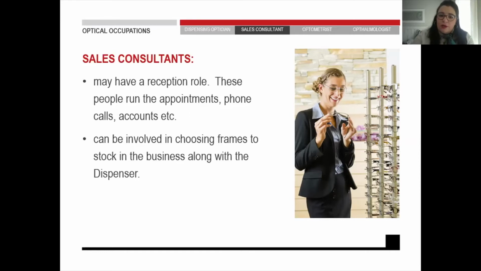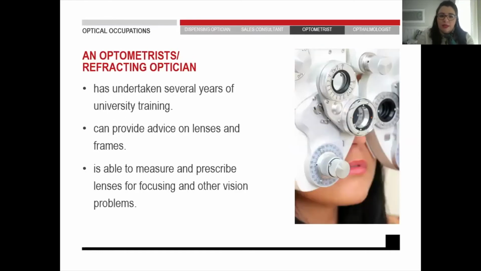Okay, so let's go to the next one. That's going to be the optometrist. An optometrist has finished school. Then they went to university where they completed a 4-year degree. They can do most of the work of an optical dispenser.